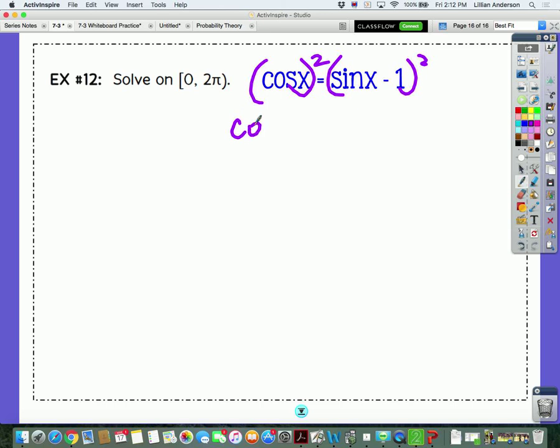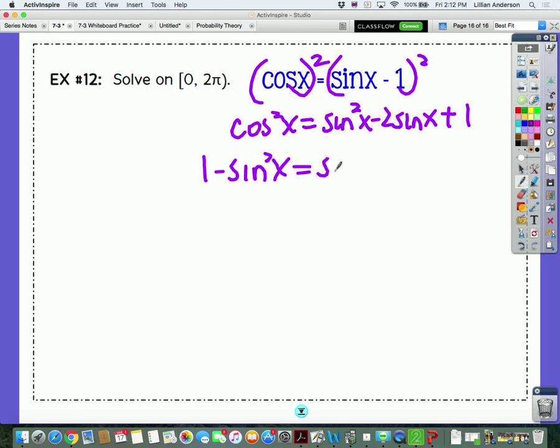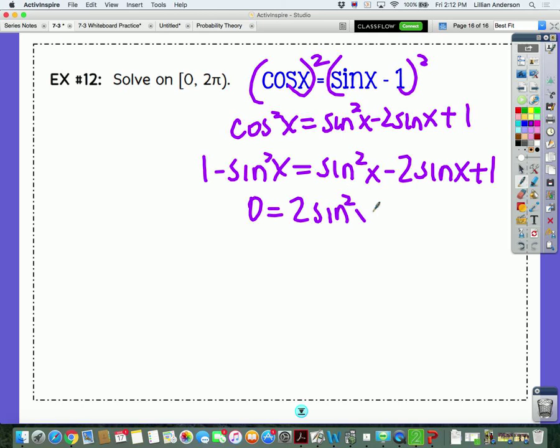So then you got cosine squared x equals sine squared x minus 2 sine x plus 1, right? So then, hopefully you recognize and change cosine squared x into 1 minus sine squared x. You got everything on one side after that point, yes? Yes. The ones canceled out.